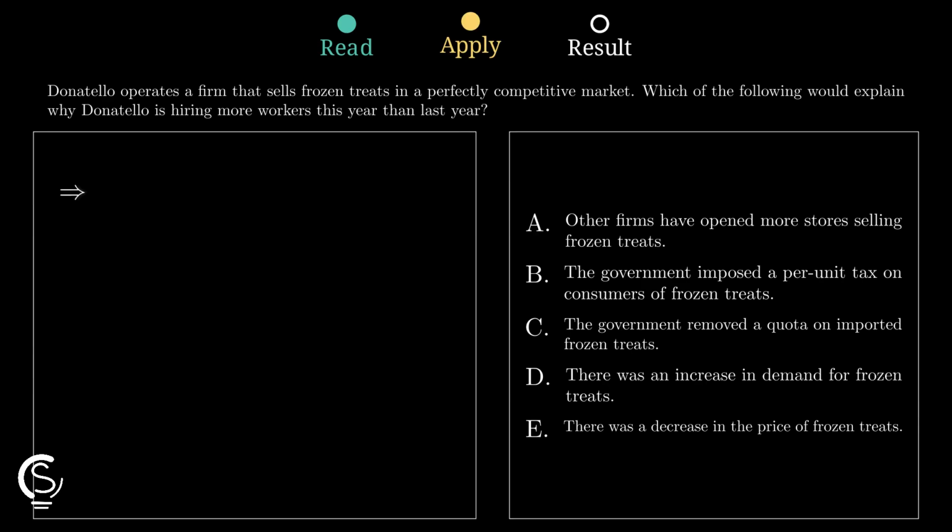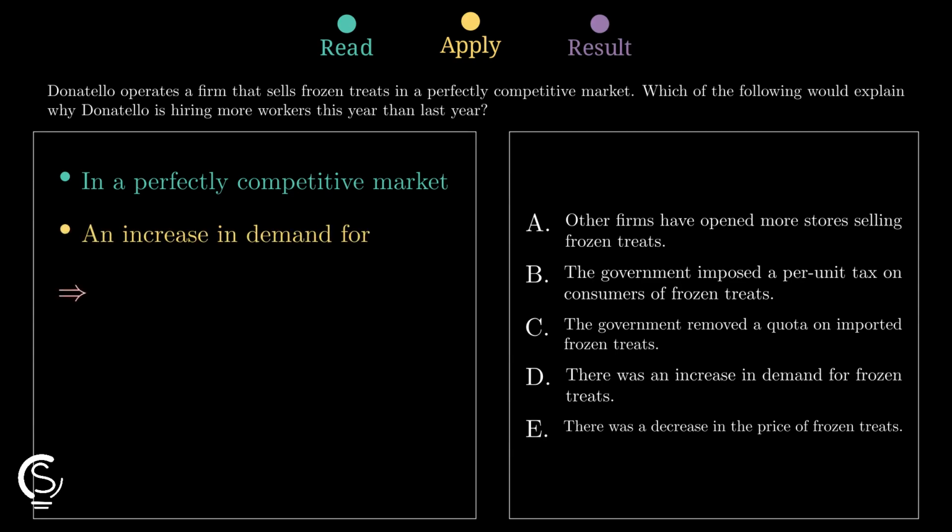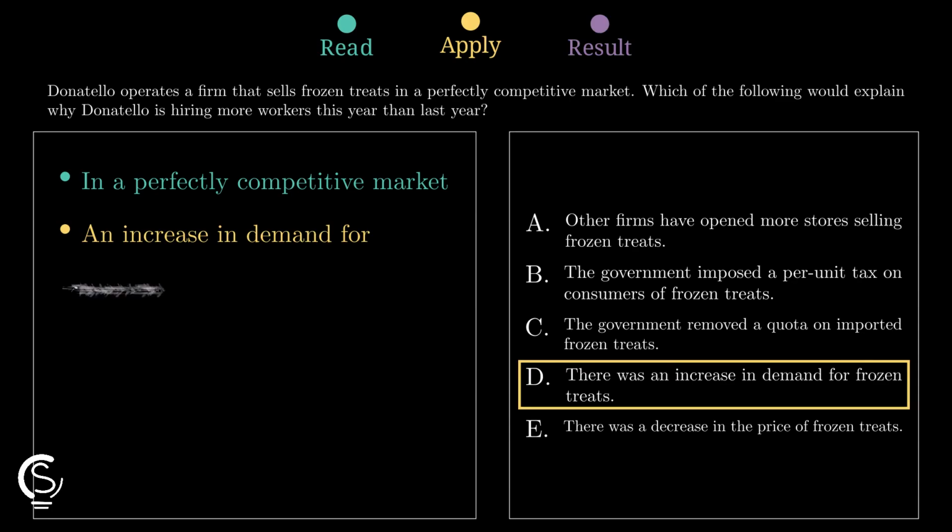When market demand for frozen treats rises, the equilibrium price of those treats also goes up. This higher price directly increases the marginal revenue product for every single worker hired. Because each worker now generates more revenue, Donatello will naturally hire more staff to maximize his profits. This makes option D the only logical choice.